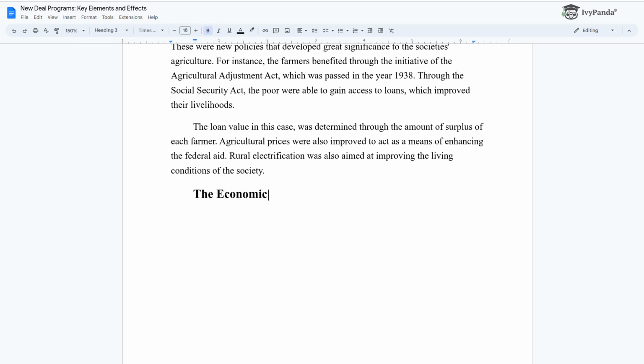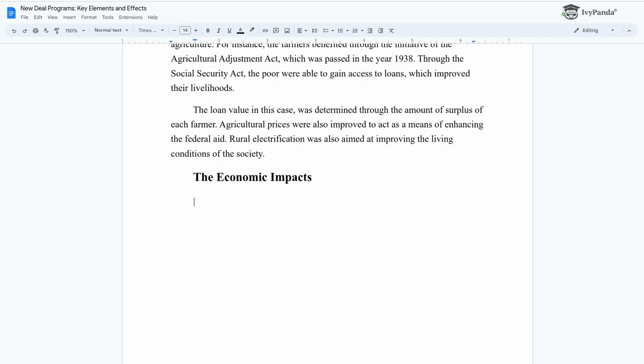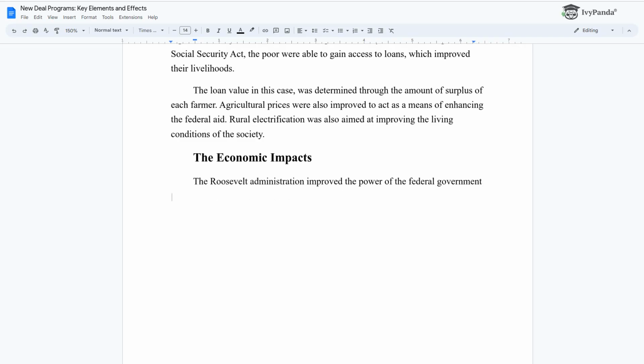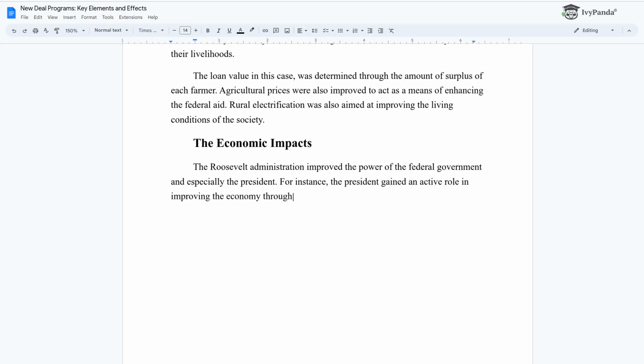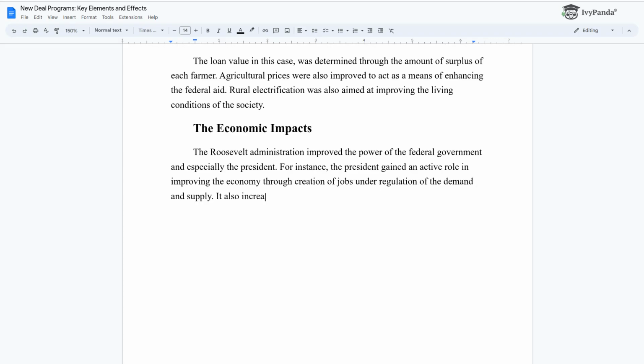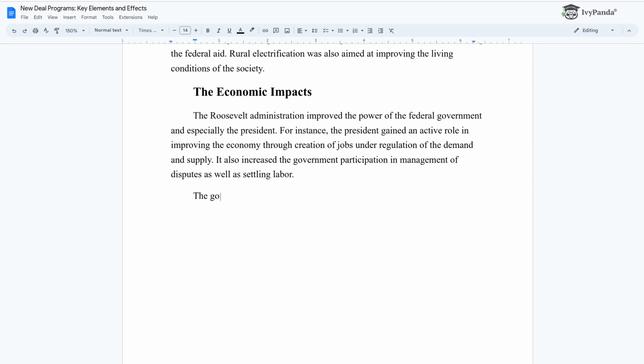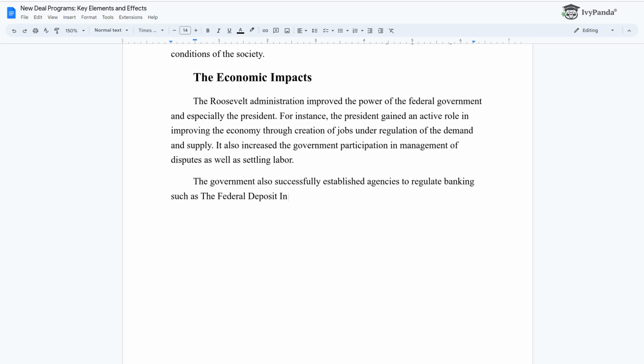The economic impacts. The Roosevelt administration improved the power of the federal government and especially the president. For instance, the president gained an active role in improving the economy through creation of jobs under regulation of demand and supply. It also increased government participation in management of disputes as well as settling labor. The government also successfully established agencies to regulate banking, such as the Federal Deposit Insurance Corporation.